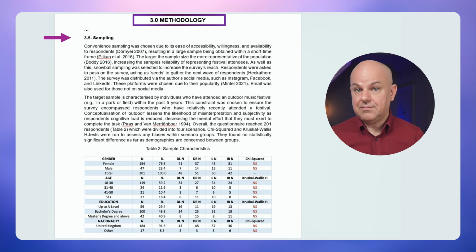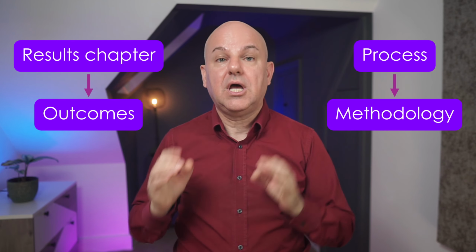Within it, a table with the sample characteristics is provided. Simply put, anything that is part of the process should be in the methodology chapter. The results chapter is reserved for outcomes, what you discovered. In practice, this means that in the results chapter, you present the results of the statistical tests if you are doing quantitative research, and for qualitative research, you present the themes you identified that answer the research objectives.